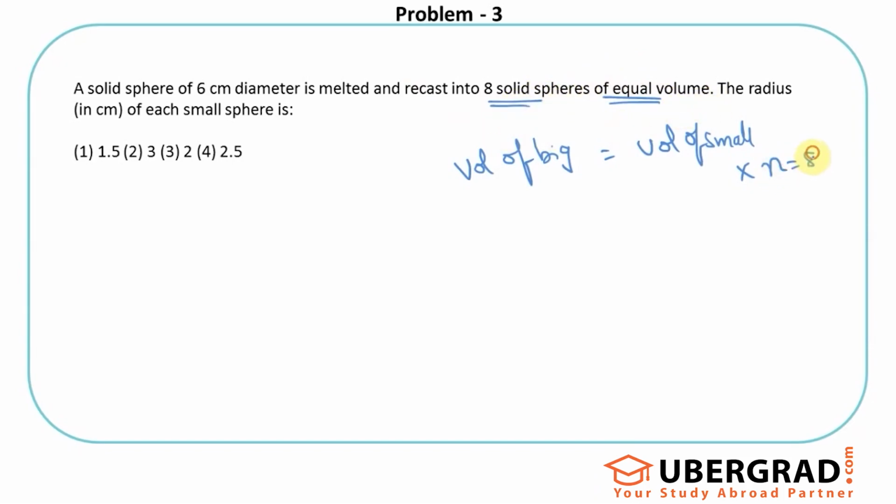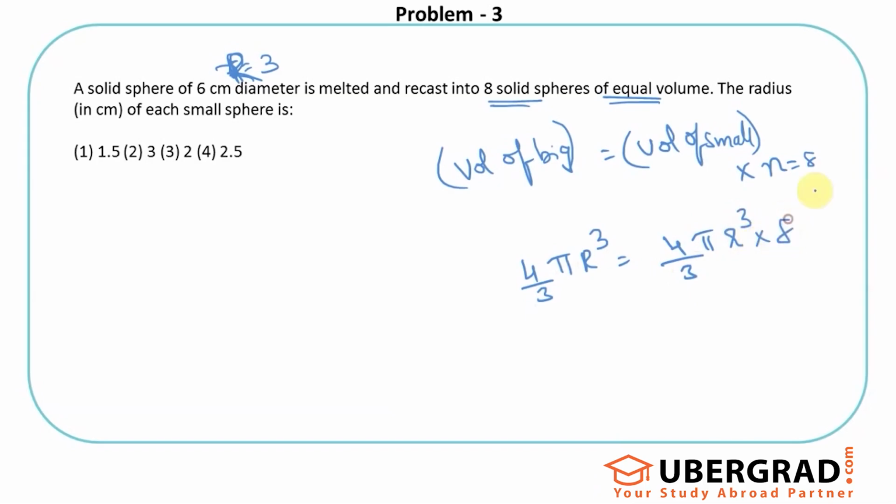So I know that this is 8, right? I need to know the volume of the small sphere so that I can figure out the radius of the small sphere. The volume of the big sphere can be found from the given value that the solid sphere is 6 centimeters in diameter, right? If 6 centimeters diameter, what is the radius of the big one? Let me call it big R. It is 3. What is the formula for sphere? 4 by 3 pi r cube is equal to, I don't know the volume of the small sphere, so let me assume the small radius to be r, into 8 because I have 8 such small spheres, right? So volume of each small sphere is 4 by 3 pi r cube, into 8.